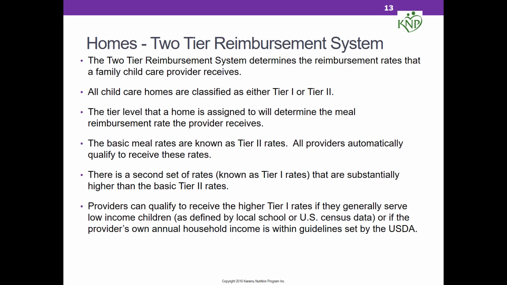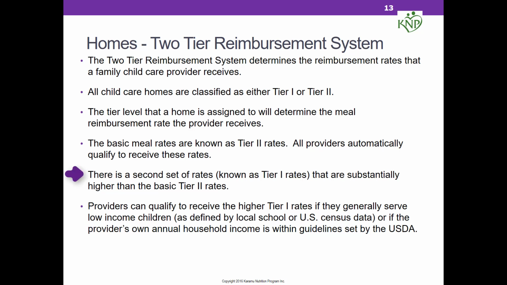So now we'll take a quick look at the child care homes reimbursement system, and more importantly, the reimbursement rates. So for the child care homes, whether you're licensed or self-certified, there's a two-tier reimbursement system that determines the reimbursement rates that you'll receive. All child care homes are classified as either a Tier 1 or Tier 2 home. And again, the tier level that you're assigned to will determine the amount of reimbursement rates that you receive. The basic meal reimbursement rates are known as Tier 2 rates, and all providers automatically qualify to receive these rates.